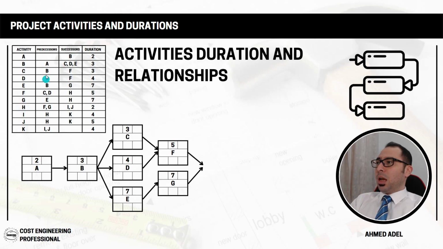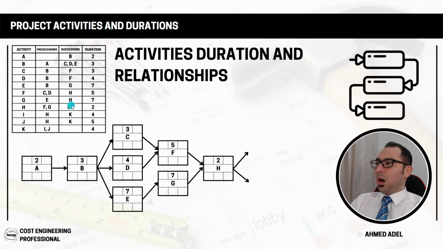Activity H has predecessors F and G. Both these activities will lead to the next activity, which is activity H. So if I put activity H here, the duration of activity H is 2 days, and the predecessors of H, I have F and G, as we can see. And what are the successors of activity H?